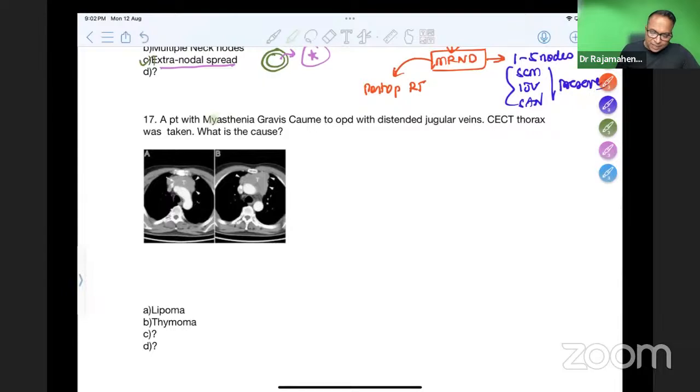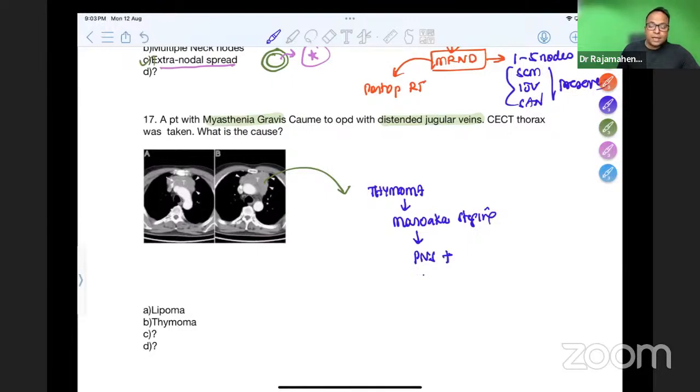So a patient with myasthenia gravis comes to OPD with a distended jugular vein. CT thorax was done. So it's a classical image, directly a concept from Bailey and Love called Thymoma. Thymoma, Masaoka staging is used. It is a type of tumor. These patients have paraneoplastic syndrome plus superior vena cava obstruction. One of the most important paraneoplastic syndromes is myasthenia gravis.